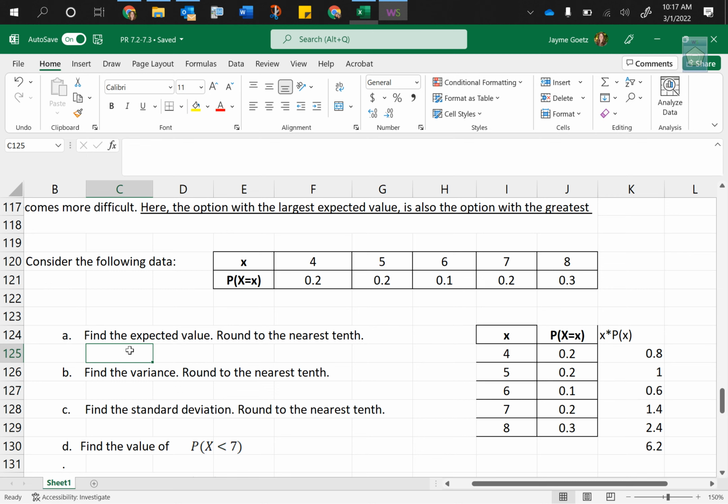Sure, fine. I'm going to hit equal, and I just want you to click on the cell with the answer. That's 6.2. And then hit enter, and it'll take your answer right up there. That way, if you make changes, it'll change your answer as well. Cool? So be careful with that. But yes, that's what it will do.